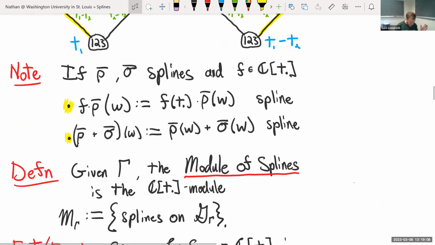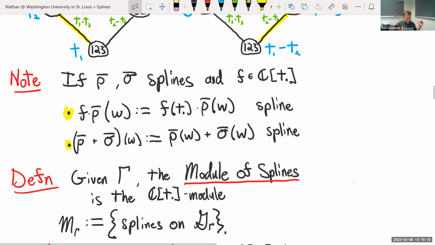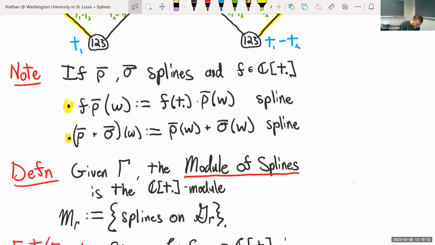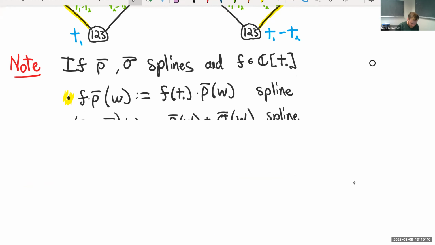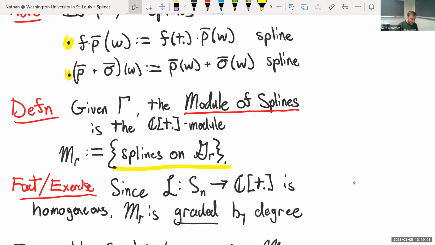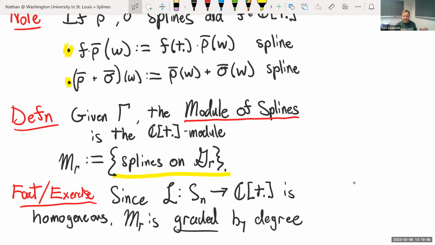So what does this give, right? Given a gamma, we're going to construct a G gamma, or labeled Cayley graph, and we're going to consider all of the splines that we can construct on that labeled Cayley graph, and we're going to call that the module of splines from this. So it's the polynomial module M sub gamma, which is all of the splines.